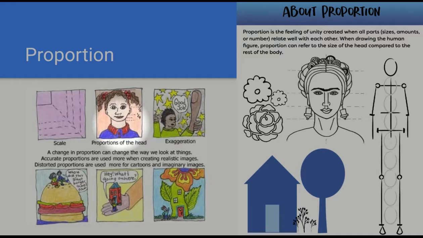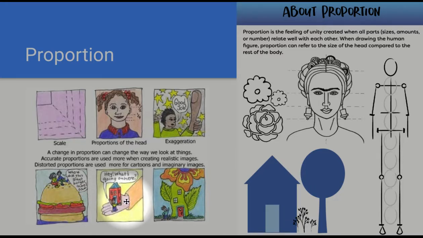Here are some changes in proportion. This would be an exaggeration. The person's thumb is really big and that's the focus. But that's not how our bodies look. We don't have thumbs that big. Here's another exaggeration, a giant hamburger with teeny tiny people.